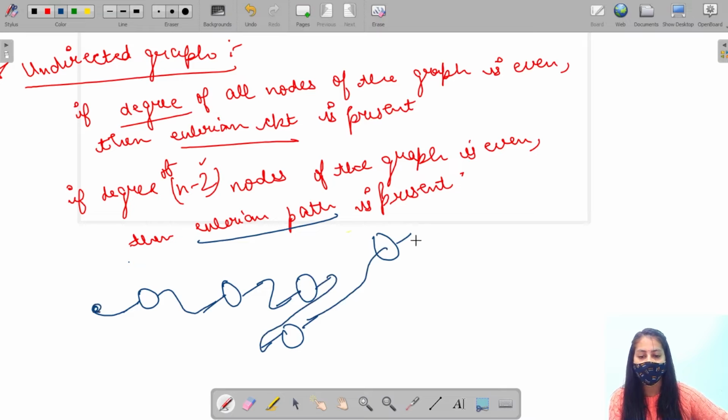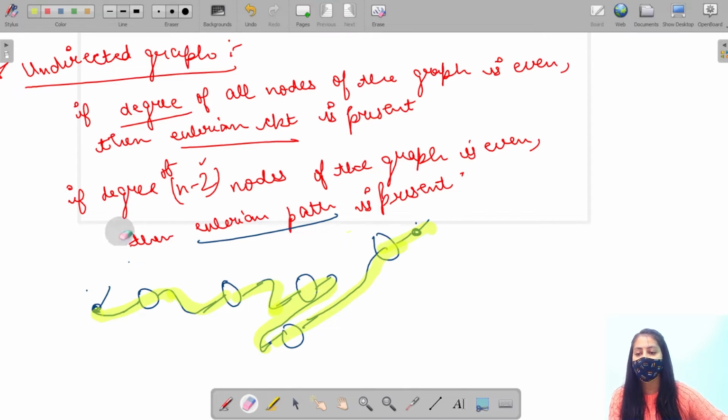These are the starting and the ending node. So it is possible to visit all the edges of the graph exactly once, starting from a node, right? So an Eulerian path is present in this undirected graph.